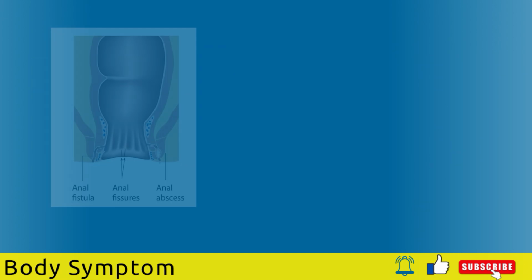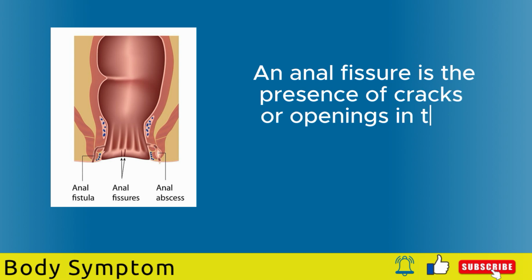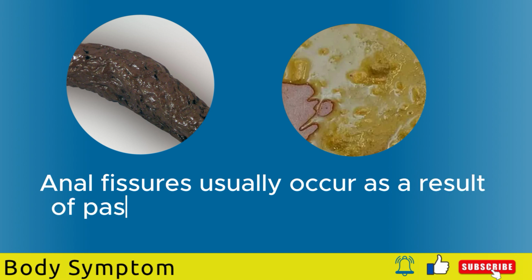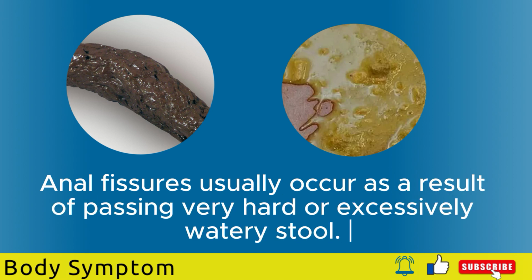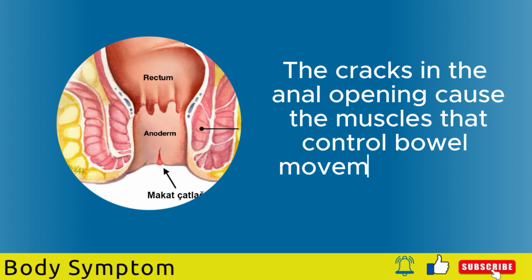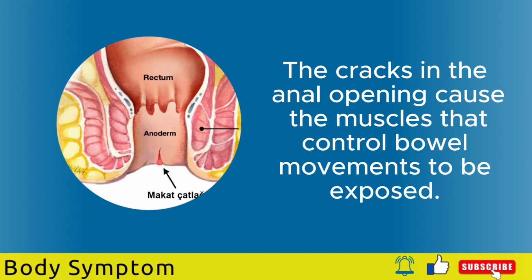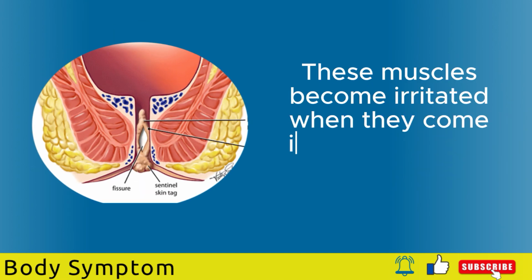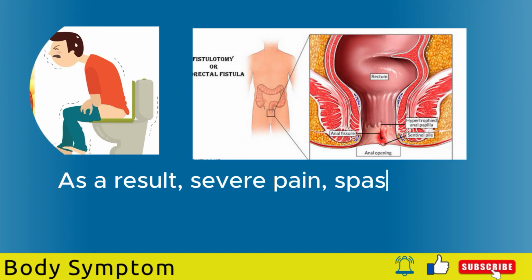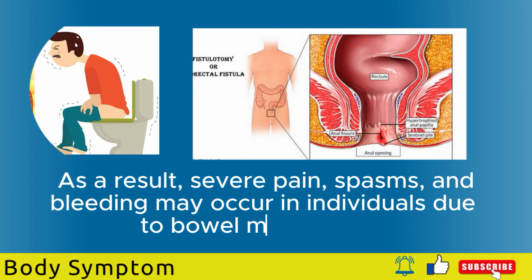Anal fissure. An anal fissure is the presence of cracks or openings in the skin in the area where the anus is located. Anal fissures usually occur as a result of passing very hard or excessively watery stool. The cracks in the anal opening cause the muscles that control bowel movements to be exposed. These muscles become irritated when they come into contact with stool or air. As a result, severe pain, spasms, and bleeding may occur in individuals due to bowel movements.